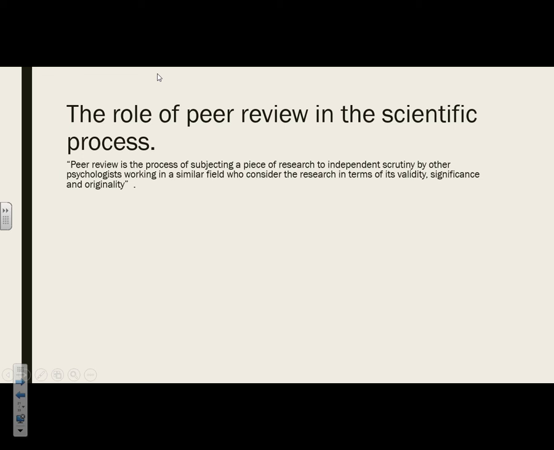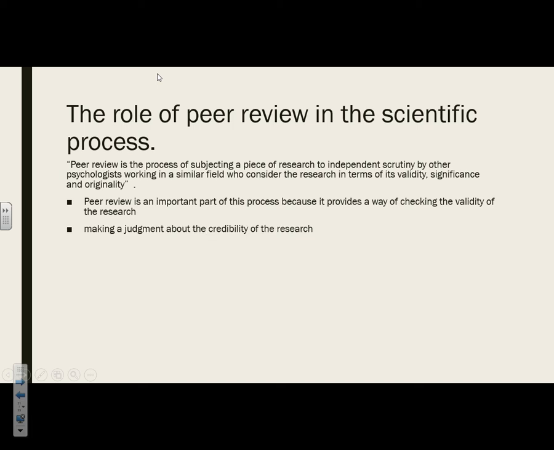We don't want the same piece of research conducted 800 times and published. It's not helpful. So things to consider. It's an important part of the process because it checks for validity. It allows you to make judgment about the credibility of the research. It assesses the quality and the appropriateness of the methodology.